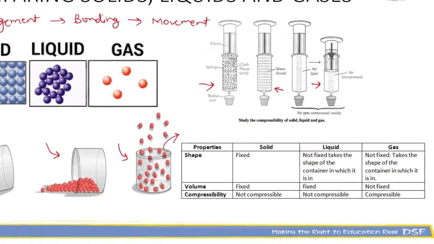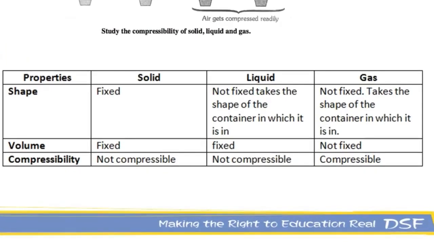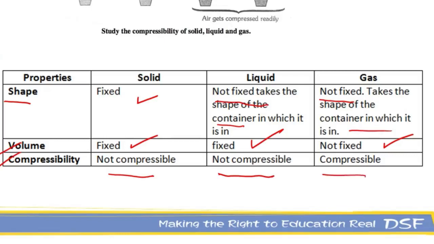Let us again look at the variation in the properties of solids, liquids, and gases. Look at when it comes to shape. Solids have a fixed shape. Liquids do not have a fixed shape and they take the shape of the container in which they are. Gases do not have a fixed shape, and take the shape of the container in which they are. Then let us see the volume. Solids have a fixed volume, liquids have a fixed volume, whereas gases do not have a fixed volume. Let us look at the compressibility. Solids are not compressible, liquids are slightly or not compressible at all, and gases are compressible to a higher extent.